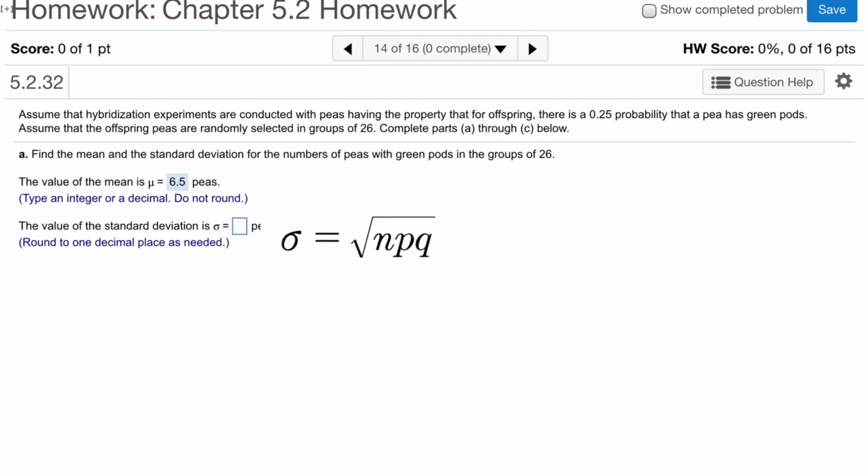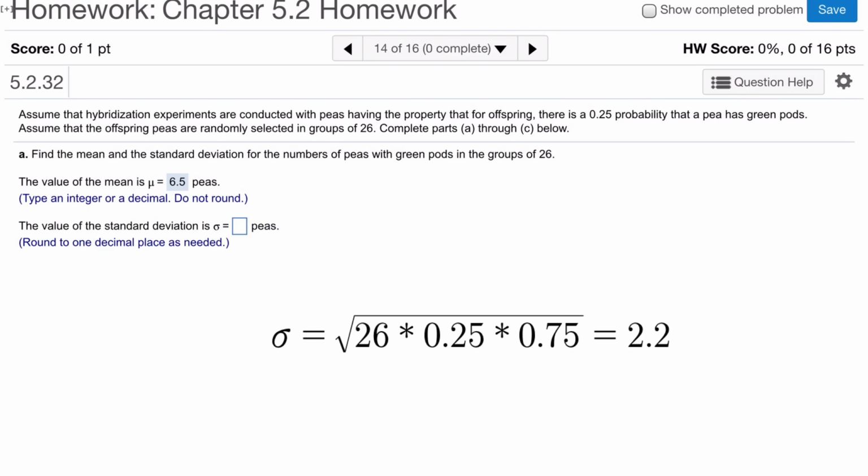We will find the value of the standard deviation by multiplying N, P, and Q. In other words, the number of trials, the probability of a success, its complement, and then finding the square root of that product. 26 times 0.25 times 0.75 will give us a result of 4.875. The square root of 4.875 rounded to one decimal place will be 2.2.